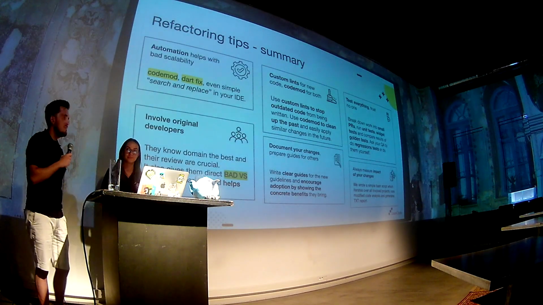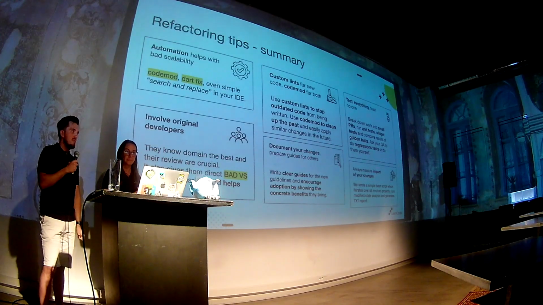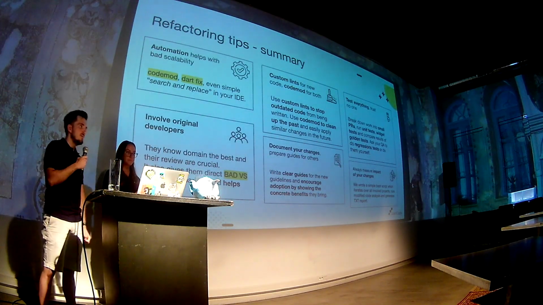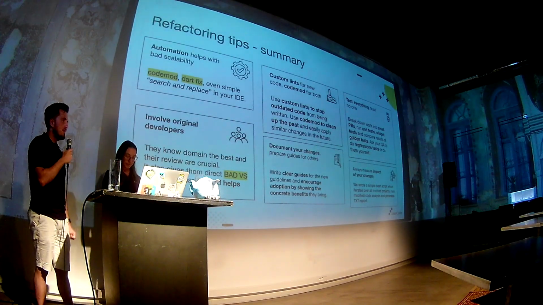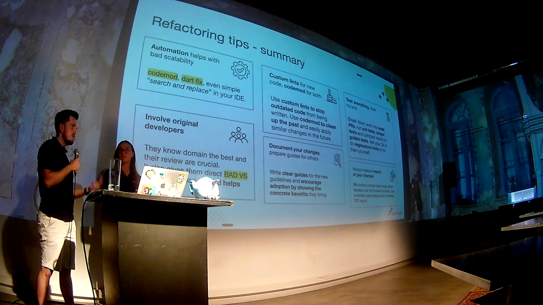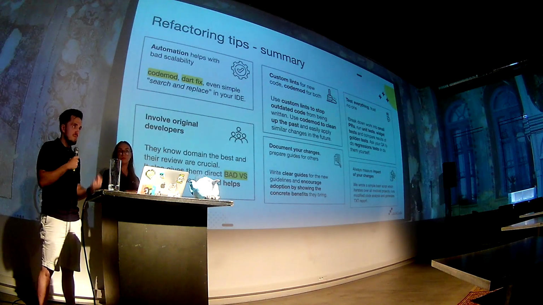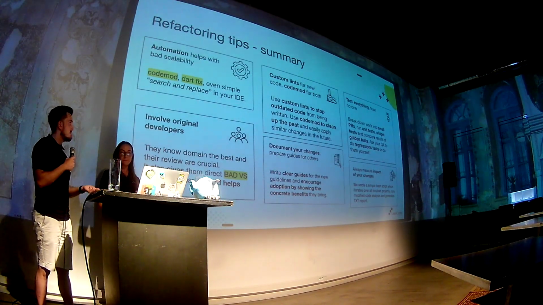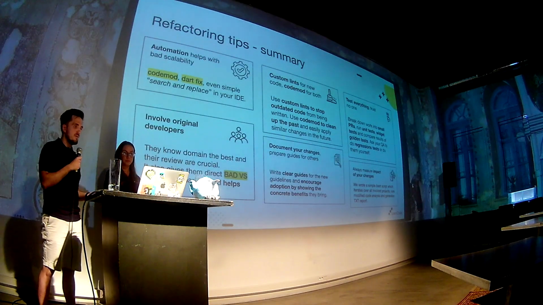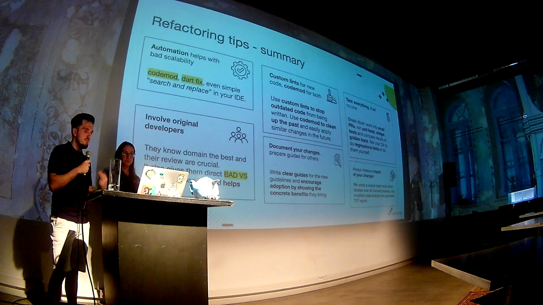Okay, so let's sum up all the helpful tips we shared today. First, automation is a great ally when it comes to scalability of large projects. And we're not talking only about complex tools like codemod, but also about the simple dart fix CLI command and the search and replace function in your Visual Studio Code. They can be a great ally here, really.